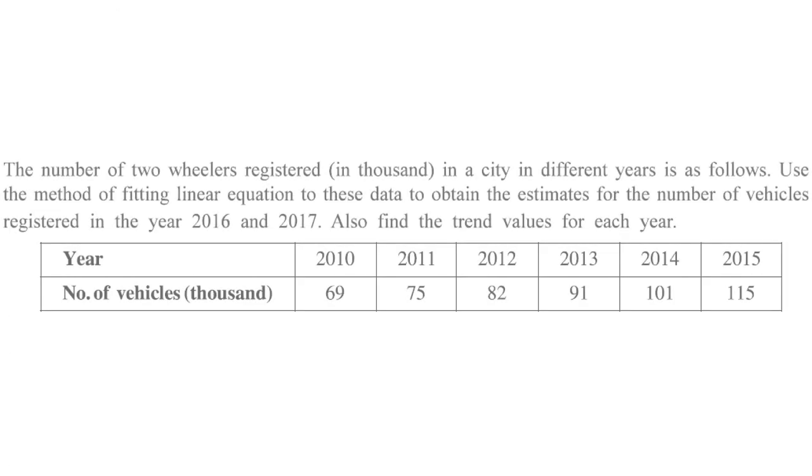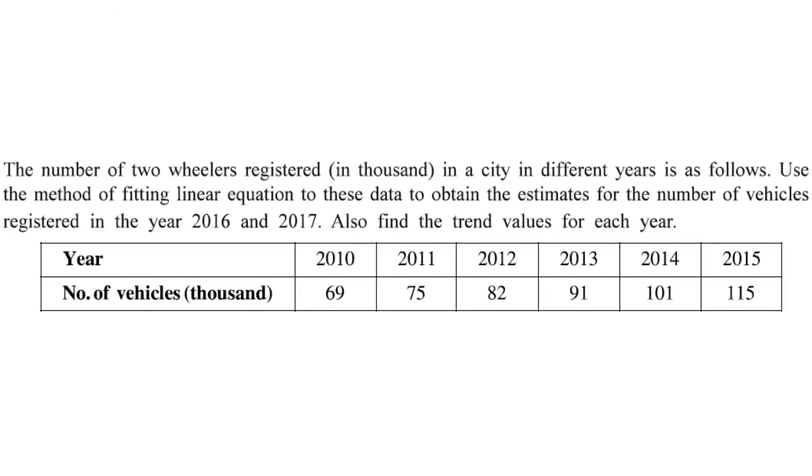We will move forward with the third question of the exercise. The number of two-wheelers registered in a city in different years is as follows. We have to use the method of fitting linear equation to this data to obtain an estimate for the number of vehicles registered in the years 2016-17. That means first we have to fit the linear line, the trend line.